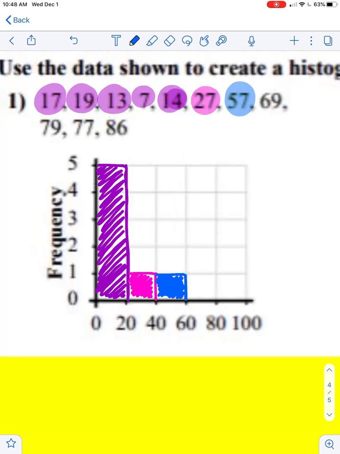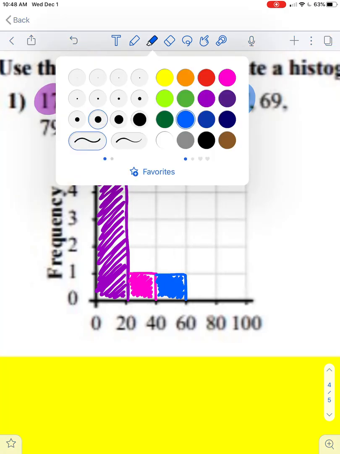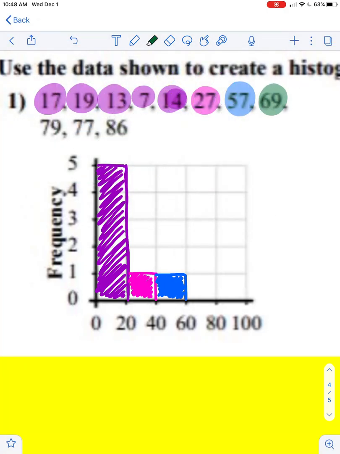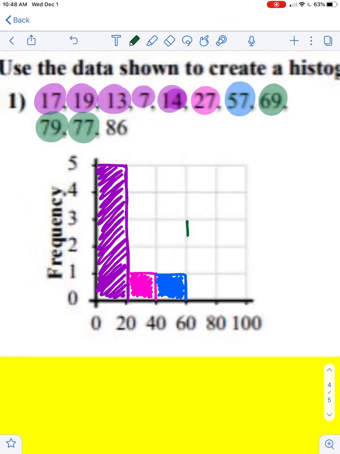And now we're going to look between 60 and 80. So I have 69 that falls in that range, 79 and 77. So I'm going to draw a bar up to 3 because I have 3 numbers that fit that range. And I'm going to shade that in.